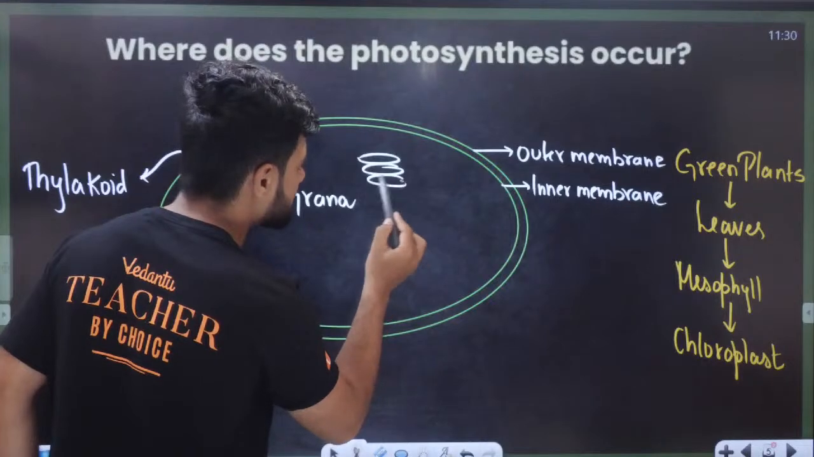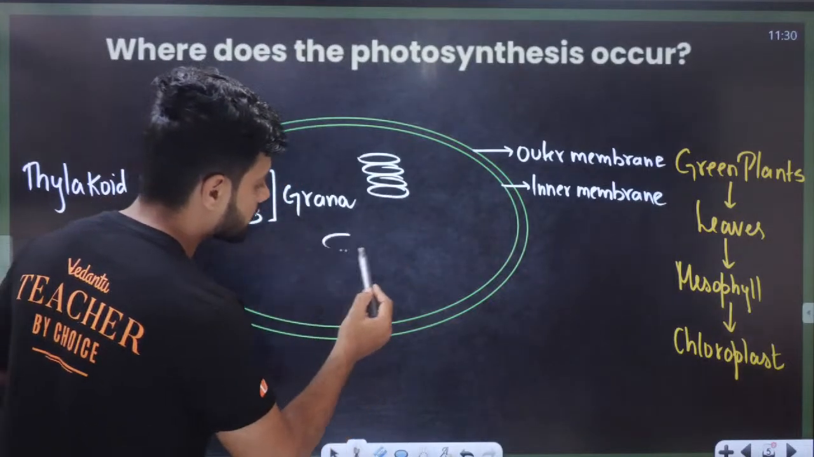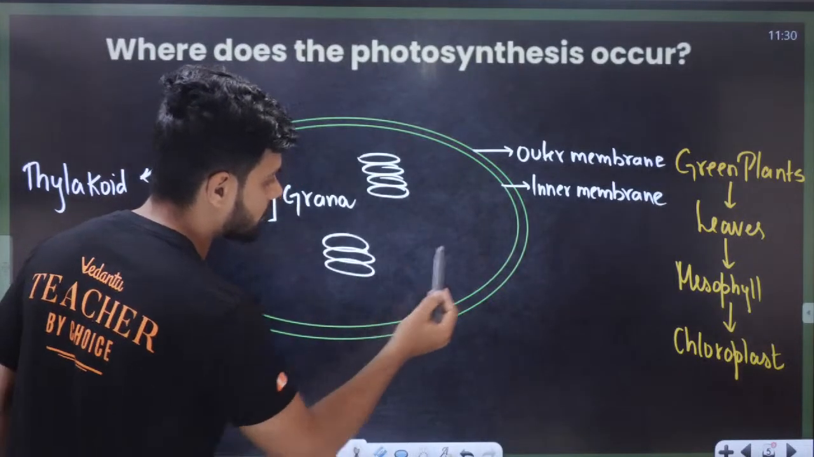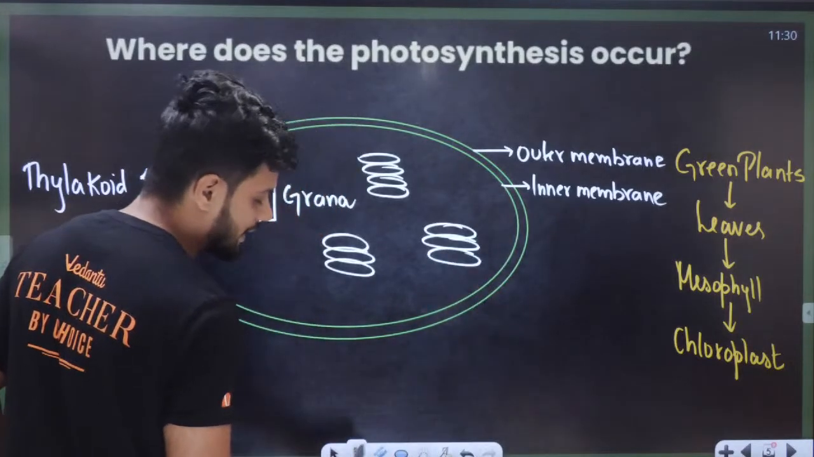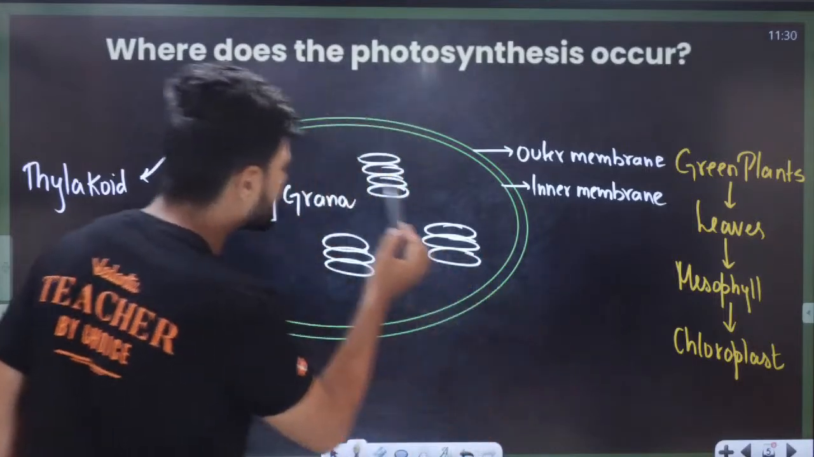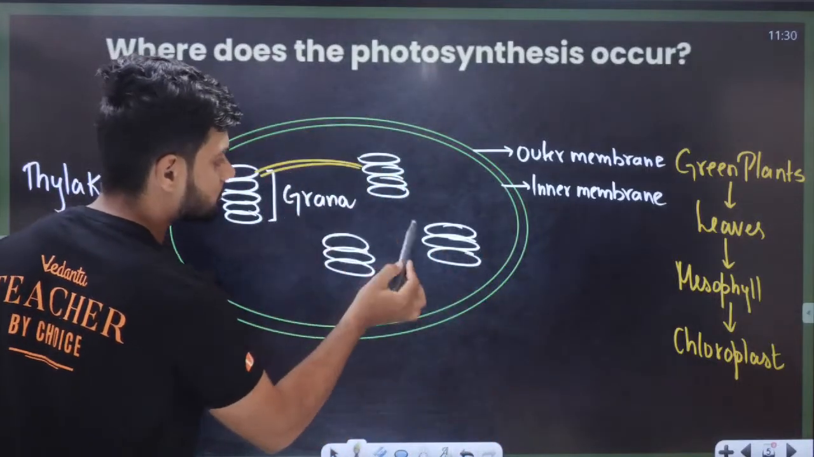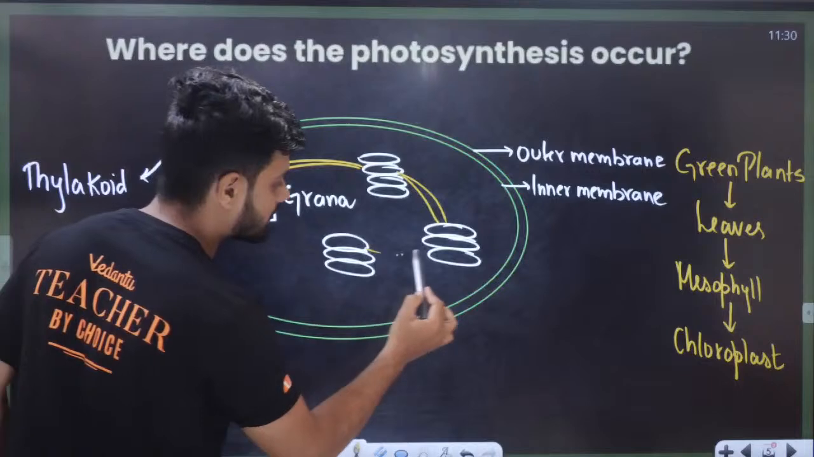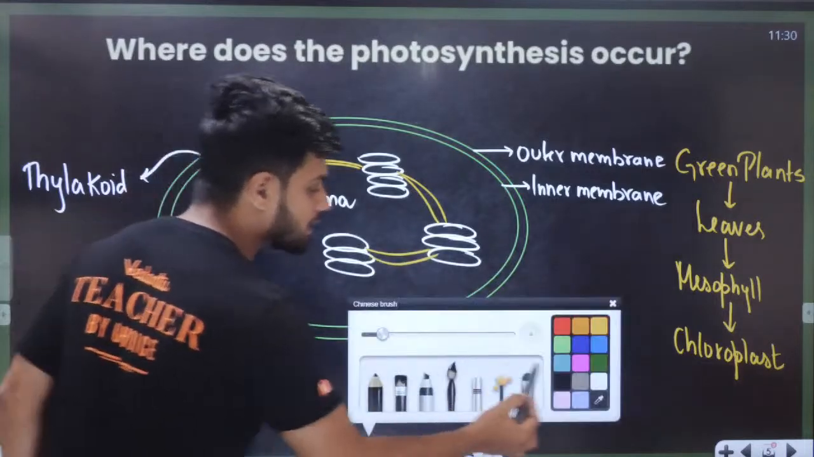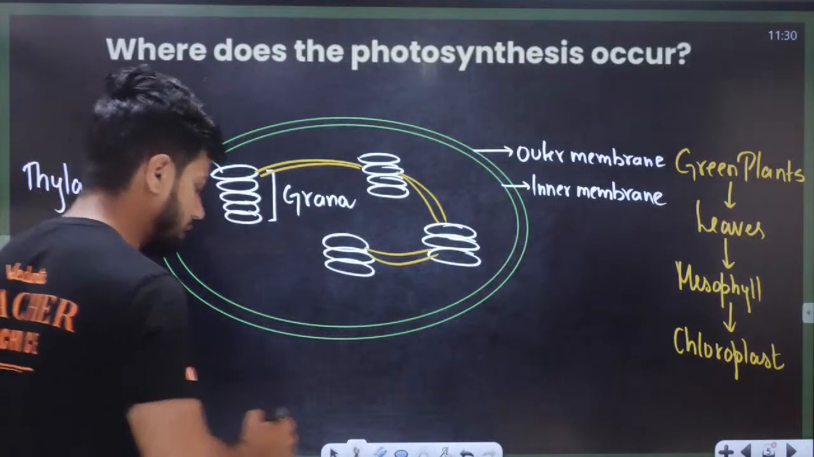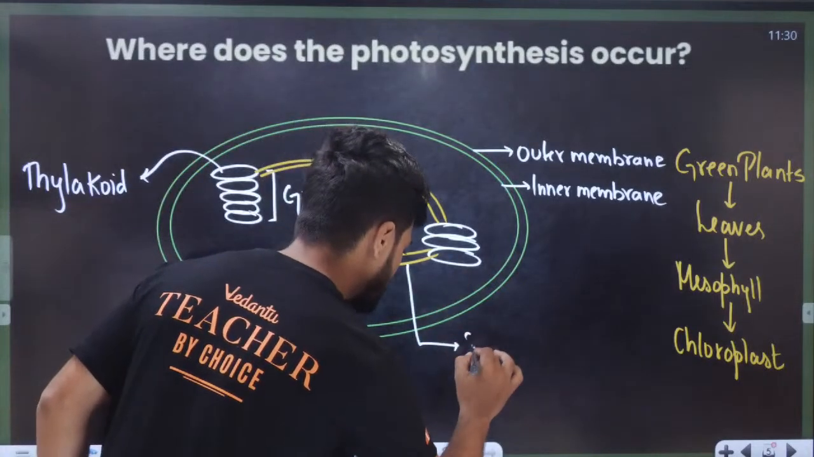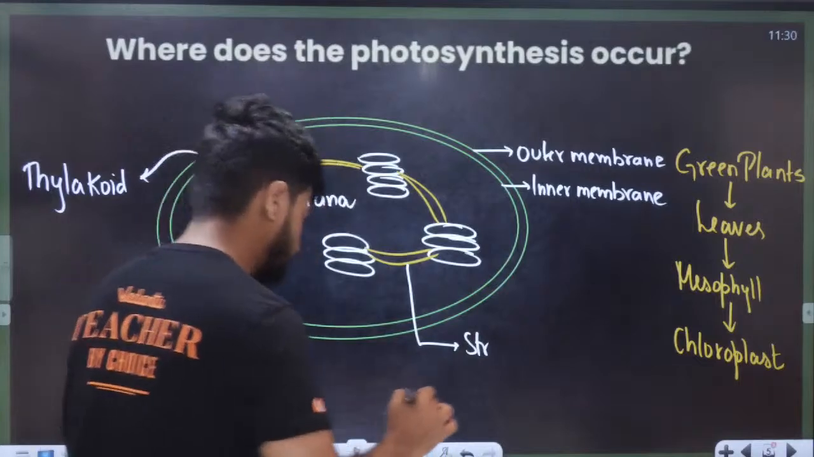So, let me draw more stacks. So, one is here, okay, and one is here. Randomly they are arranged. Okay, there are multiple grana. Now, you need to understand, students, all these grana are also interconnected. Now, this bridge or the interconnection is called your stroma lamellae. They're called what? Stromal lamellae.